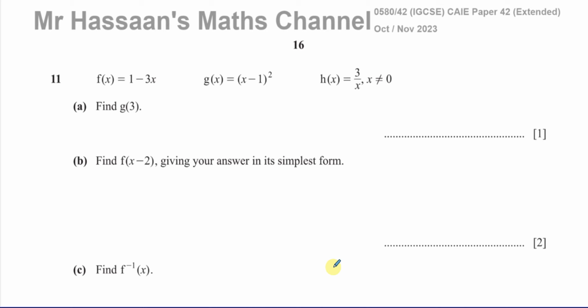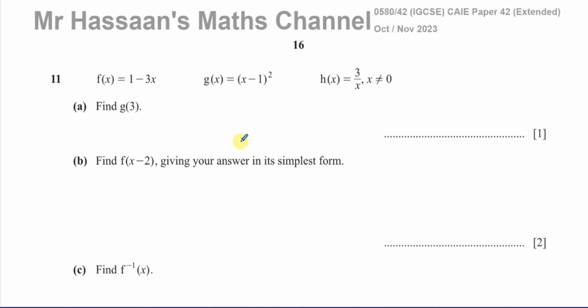And here we have three functions: f of x, which is a linear function, 1 minus 3x; g of x, which is a quadratic function, x minus 1 all squared; and h of x, which is a reciprocal function, 3 over x, and for that, of course, x can't be 0, otherwise it will be undefined.